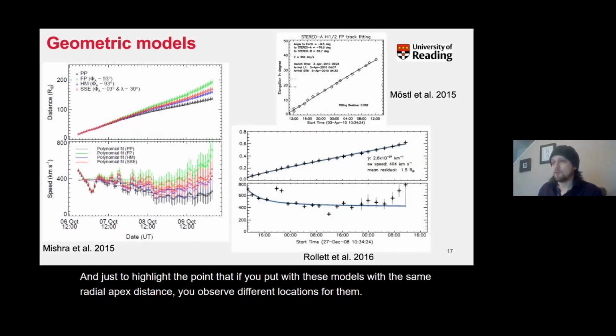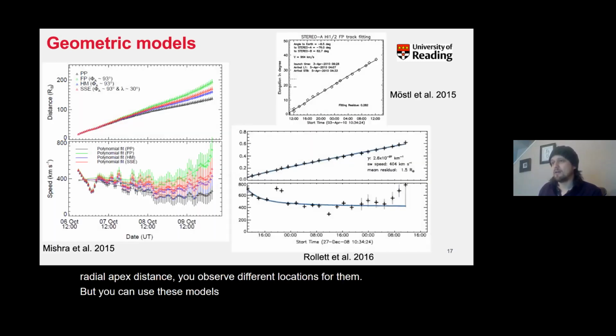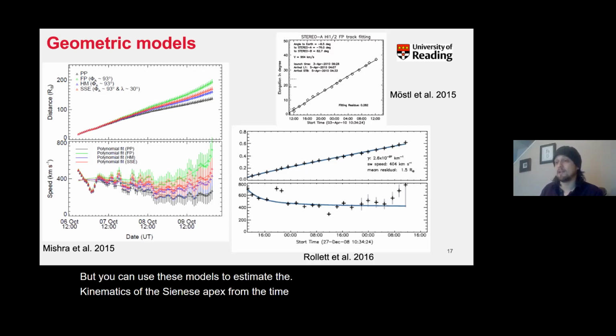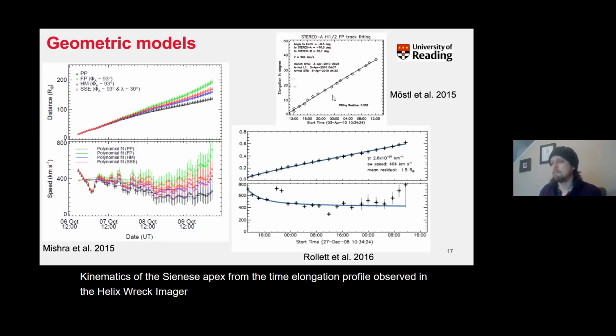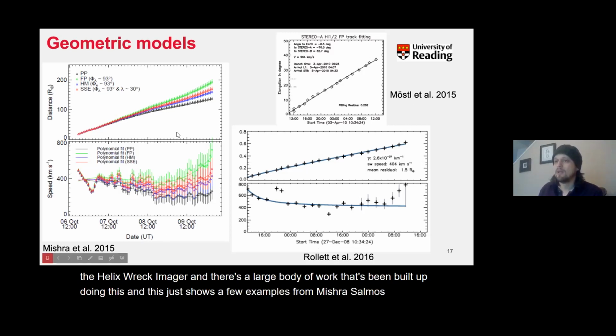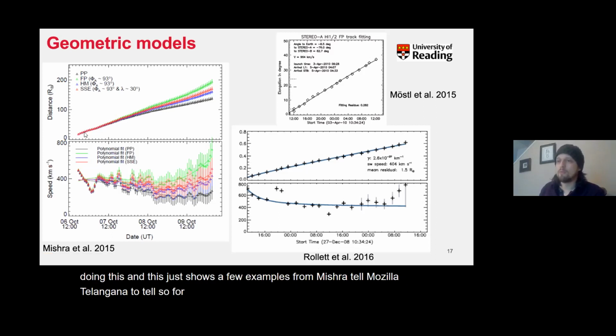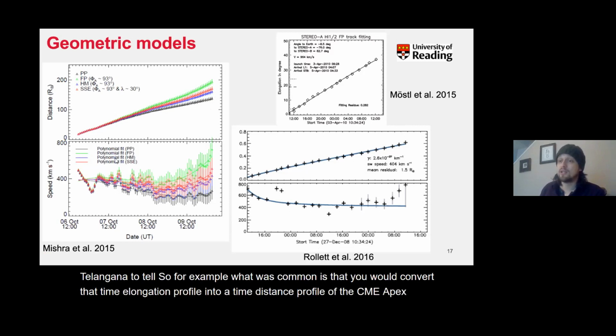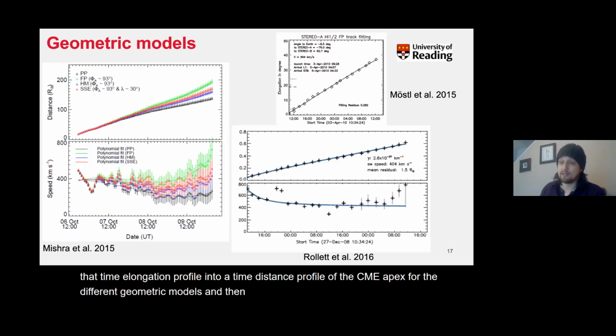But you can use these models to estimate the kinematics of the CME's apex from the time elongation profile observed in a heliospheric imager. There's a large body of work that's been built up doing this, and this just shows a few examples from Mishra et al., Moser et al., and Rollet et al. For example, what was common is that you would convert that time elongation profile into a time distance profile of the CME apex for the different geometric models. And then if you differentiate this, you get the speed profile.